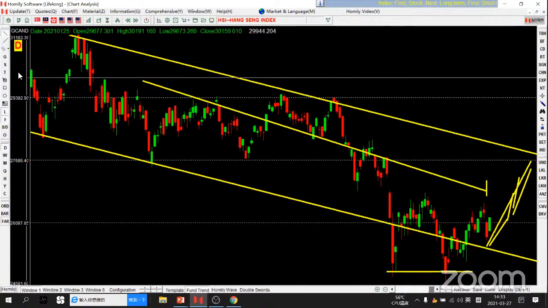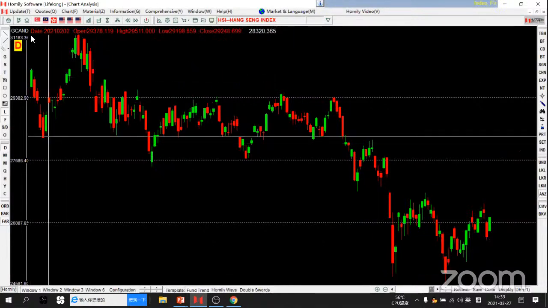So this is how you use parallel line to draw downtrend stock. You can use parallel line to draw downtrend stock, down channel lines. You can also use lower channel tool to draw the down channel. So now I show you how to do it.